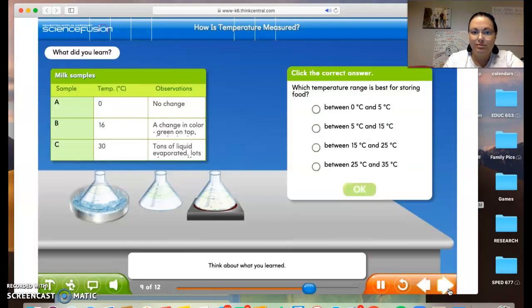Think about what you learned. Based on your results, which temperature range is best for storing food? Click the correct answer, then click OK. What do you think? A high temperature?